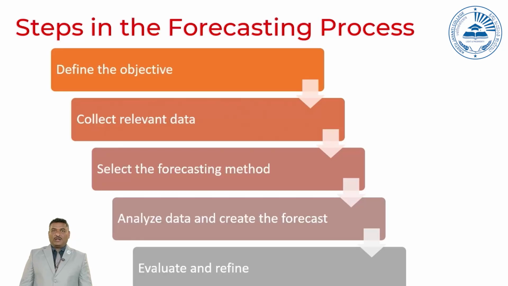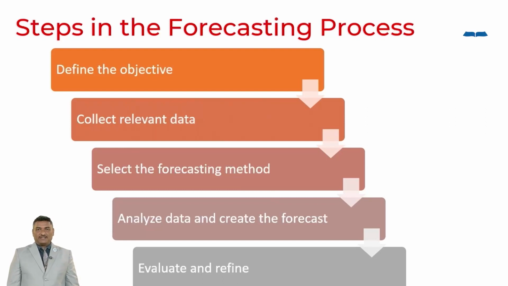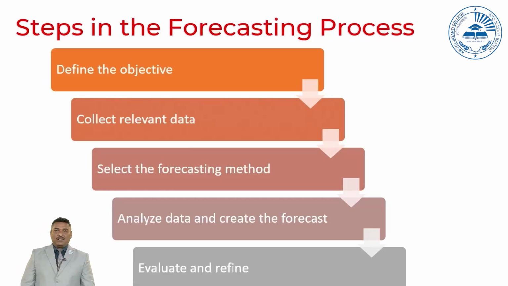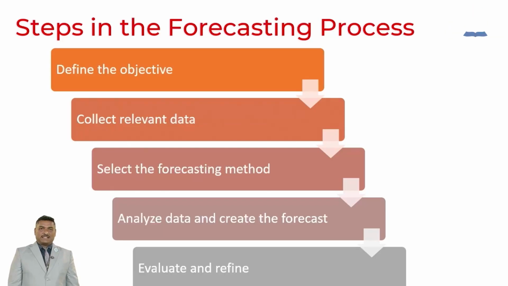For example, here we have collected data related to sales forecasting. We have collected advertisement expenditure, pricing, and economic factors. So all these factors are going to affect sales. Since we have collected mostly quantitative data, we can go for a quantitative method. Either we can go for regression model or we can go for time series analysis. So this selection of forecasting method is done in step 3.